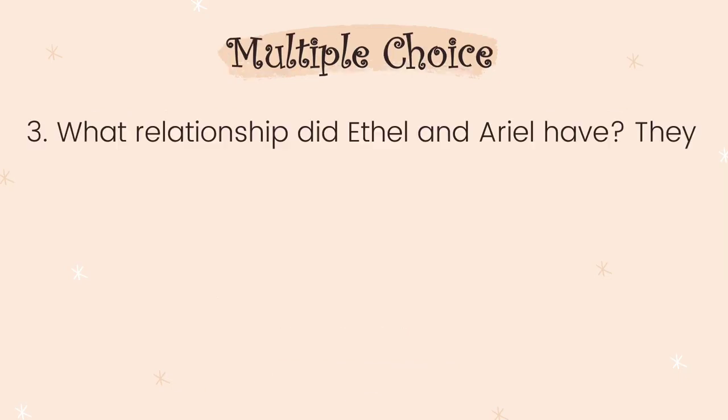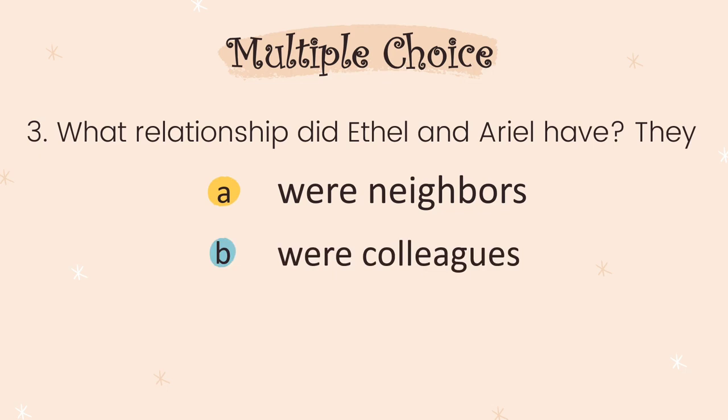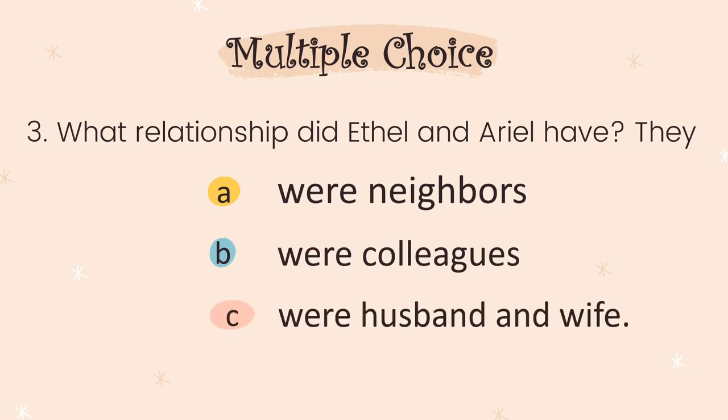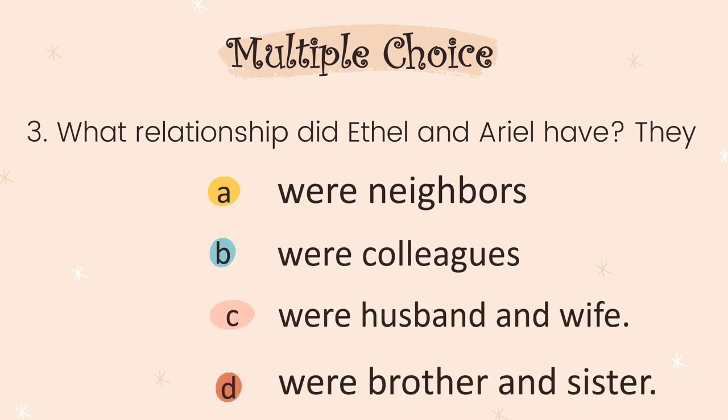And for number 3, what relationship did Ethel and Ariel have? They A. Were neighbors. B. Were colleagues. C. Were husband and wife. Or letter D. Were brother and sister.